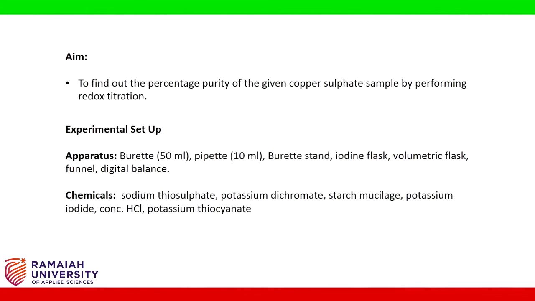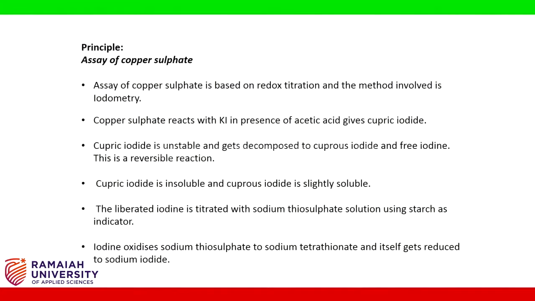Apparatus required for this experiment are burette 50 ml, pipette 10 ml, burette stand, iodine flask, volumetric flask, funnel and digital balance. Chemicals required for this experiment are sodium thiosulphate, potassium dichromate, starch mucilage, potassium iodide, concentrated hydrochloric acid, potassium thiocyanate. Principle: assay of copper sulphate is based on redox titration and the method involved is iodometry.